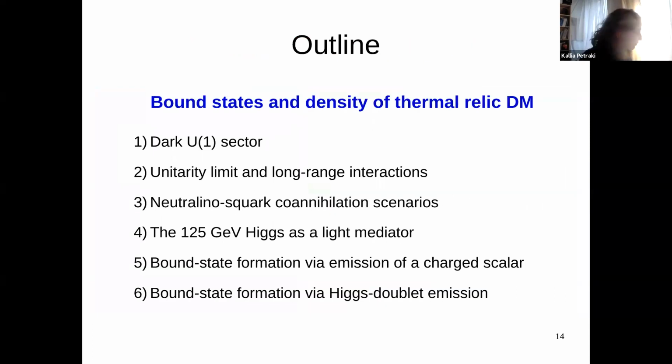Okay, so I have the ambition to talk about many things, but we'll see how far we get. We'll start with a dark U1 sector and showcase the effect of bound states on the dark matter freeze-out. This will give me enough tools to talk about the relation between the unitarity limit and long-range interactions. And then I will discuss other scenarios, neutralino co-annihilation scenarios in supersymmetry, and also the role of the Higgs as a light force mediator.